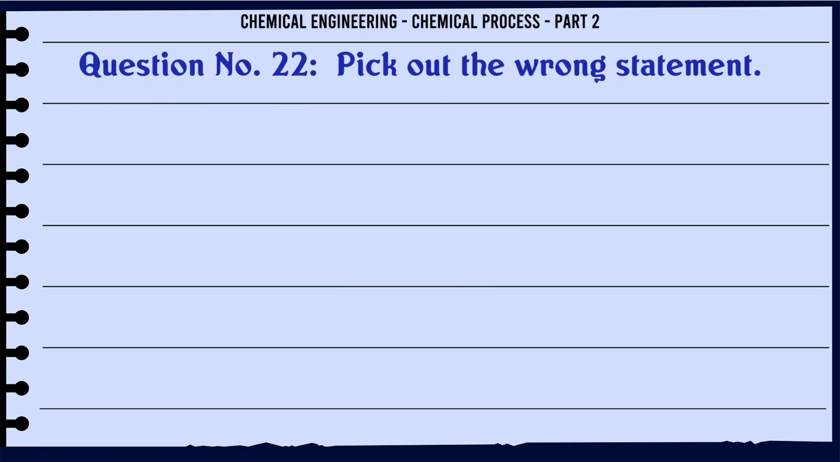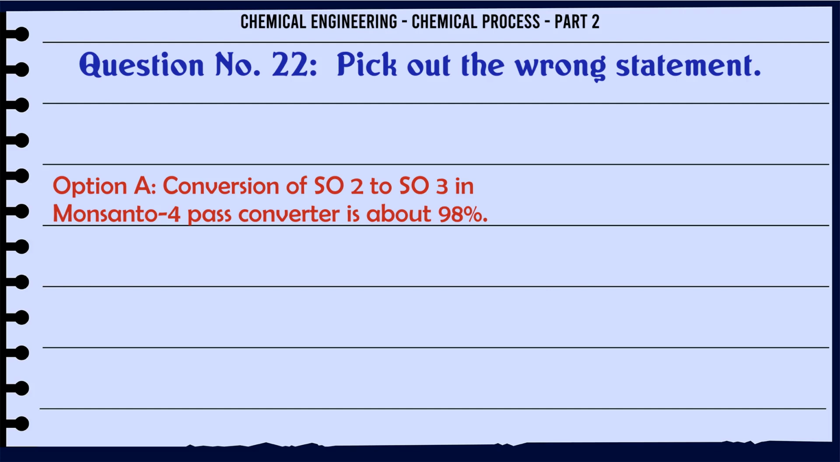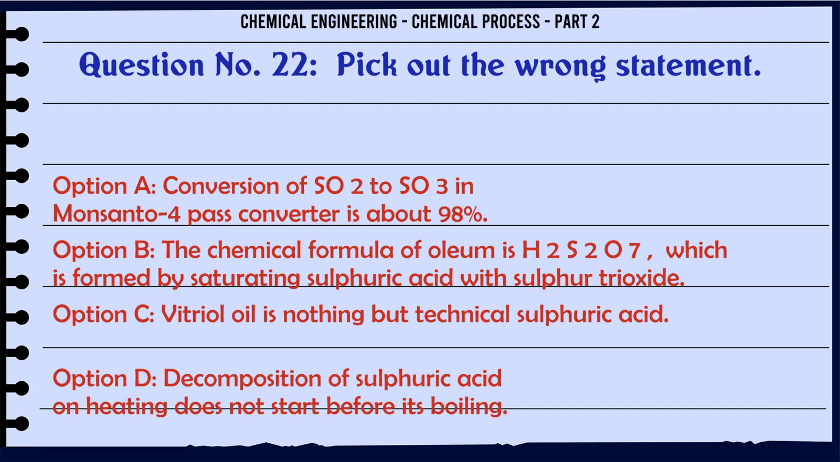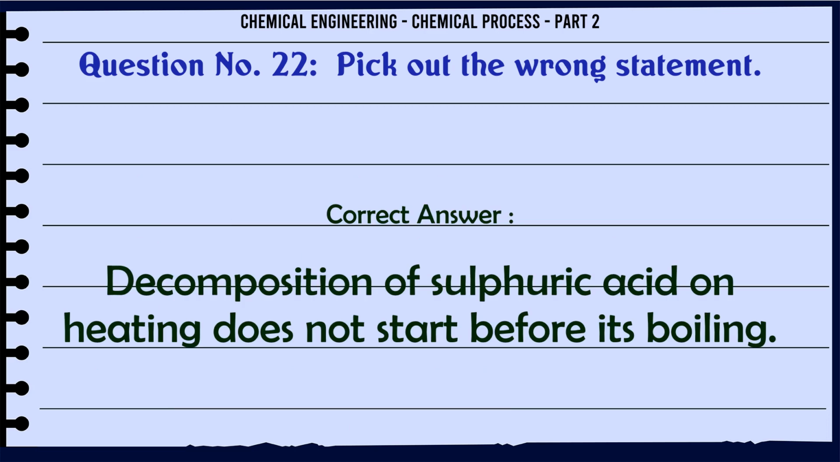Pick out the wrong statement. A. Conversion of SO2 to SO3 in Monsanto 4-pass converter is about 98%. B. The chemical formula of oleum is H2S2O7, which is formed by saturating sulfuric acid with sulfur trioxide. C. Vitriol oil is nothing but technical sulfuric acid. D. Decomposition of sulfuric acid on heating does not start before its boiling. The correct answer is decomposition of sulfuric acid on heating does not start before its boiling.